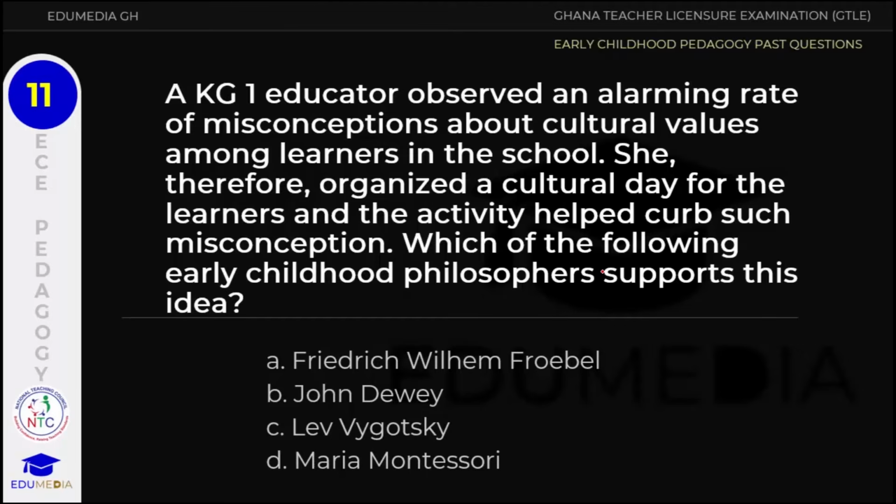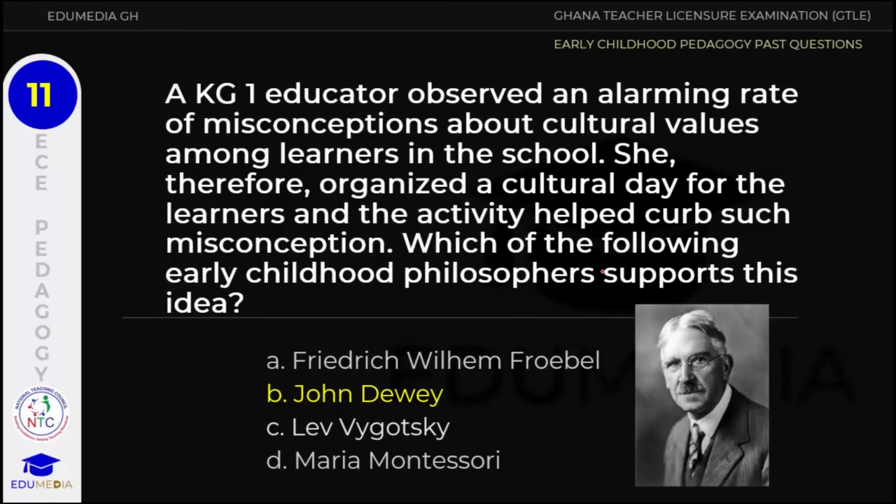Possible answers are A, Frederick Frobel, B, John Dewey, C, Lev Vygotsky, and D, Maria Montessori. The correct answer is John Dewey. This gentleman here is a philosopher and educator who advocated for progressive education, which emphasizes the child's active participation in learning through experience, inquiry, and social interaction. He also believed that education should be relevant to the child's life and culture, and that it should foster democratic values and social responsibility.